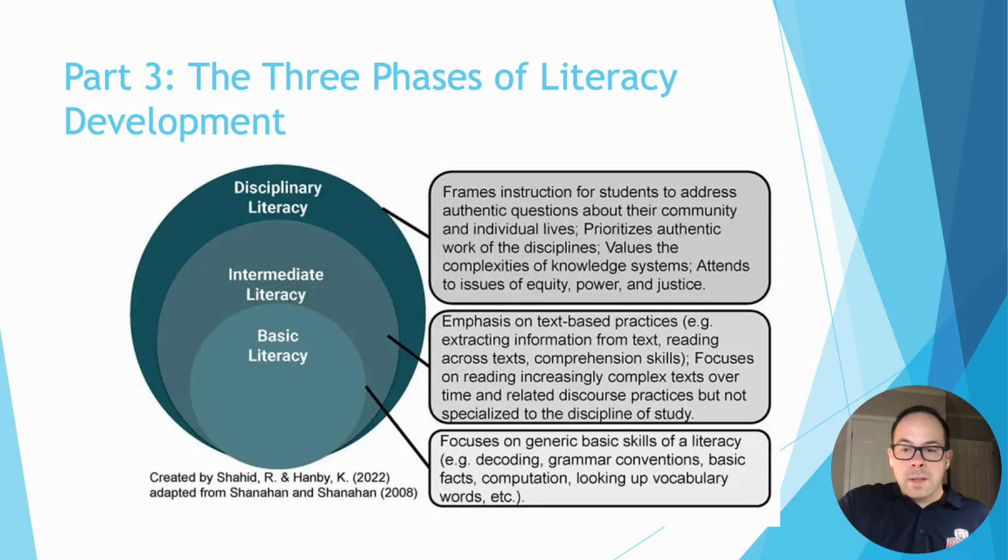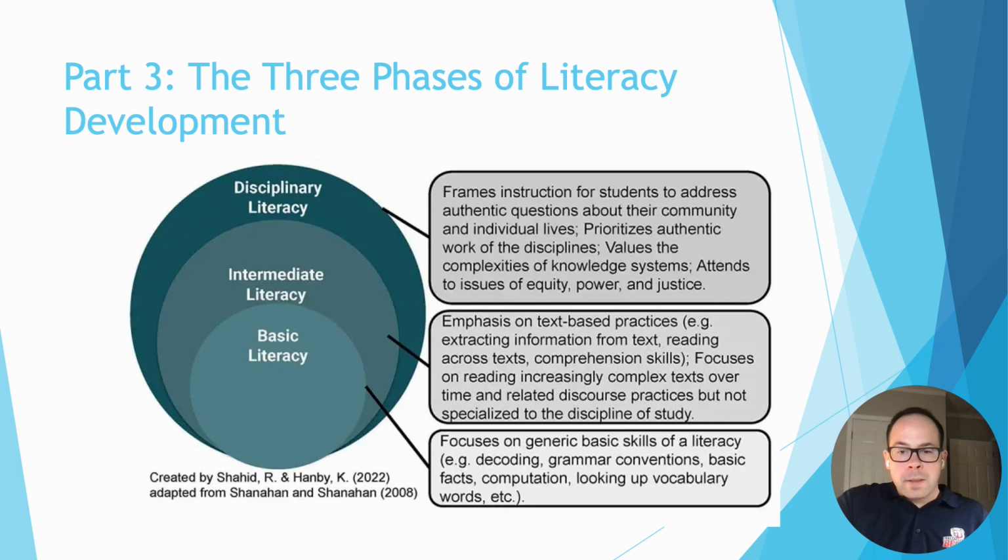The chapter introduces a developmental model from Timothy Shanahan and Cynthia Shanahan that outlines three growth phases: basic literacy, or the idea of decoding and foundational comprehension; intermediate literacy, or applying general strategies across texts; and then finally, disciplinary literacy, or those specialized reading and writing practices that are unique to each field and discipline.